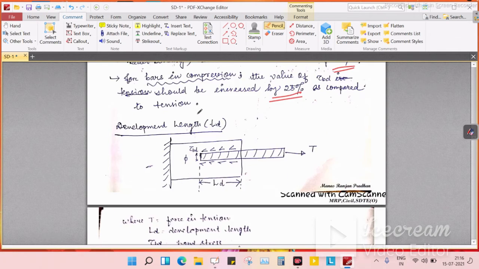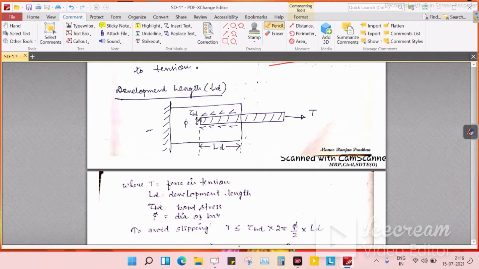Next we will discuss something about development length. You can see here a beam with the reinforcement bar embedded into it. This is the concrete section. The reinforcement bar is there. You can see here, this is embedded up to which length? To this much length. So this is called our development length, and here bond stress is acting between the surface of concrete and reinforcement bar.